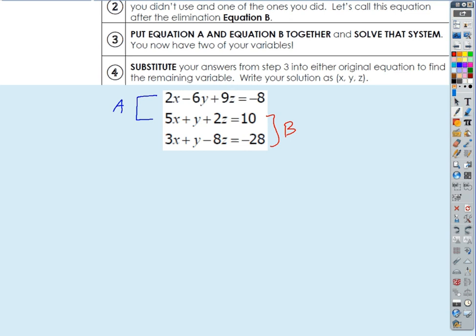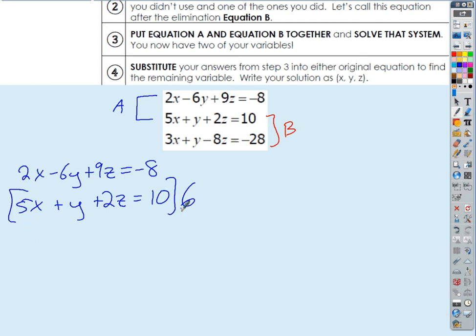We've already chosen to eliminate the variable y, correct? Okay, so what do I have to do then in this one? Let's rewrite system A over here. It's 2x minus 6y plus 9z equals negative 8, and 5x plus y plus 2z equals 10. So what would I have to do to be able to set that up to eliminate the y's? Multiply the bottom one by 6. Good. Would it be negative 6? No, it'd be 6 because we want the y terms to add up to 0, right?